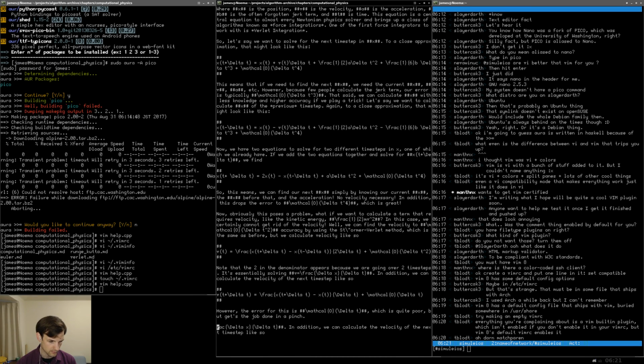Wait, what happened there? Which is quite poor. Frac delta x delta t. In addition, we can calculate the velocity of the next time step like so. I don't know why this appeared like that. Okay, let's just go ahead and get rid of that. Okay, so there's one last thing we have to point out, which is the velocity Verlet algorithm.